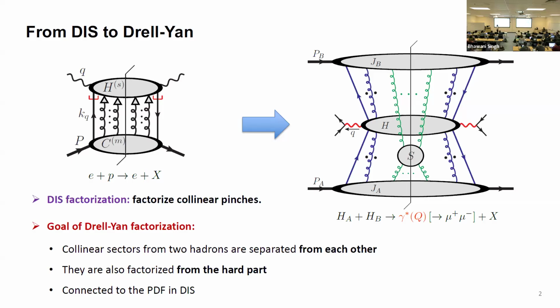I only want to point this out: the factorization for Drell-Yan is more than the factorization for DIS. We not only want to factorize the collinear from the hard, but also we want to factorize these two collinear factors, one with PA, one with PB. They should be separated from each other. And they are individually factorized from the hard part. And furthermore, we want to make connections between the PDFs factorized from Drell-Yan to the PDF factorized from the DIS. We want to show that they are the same.